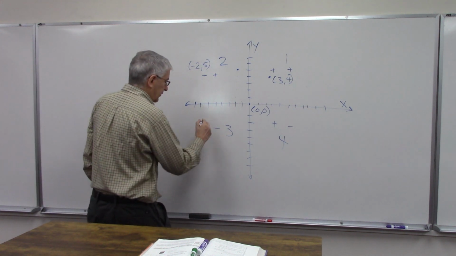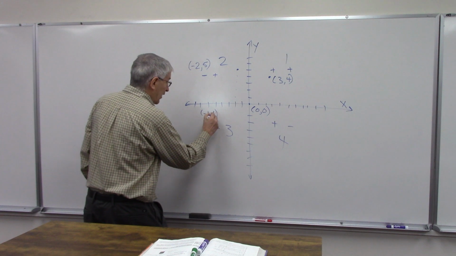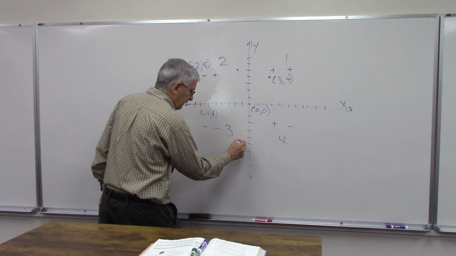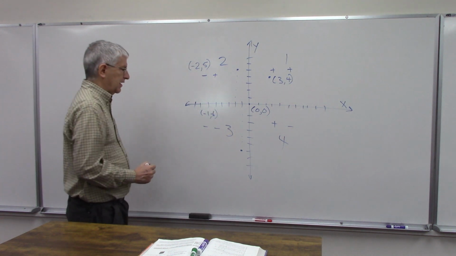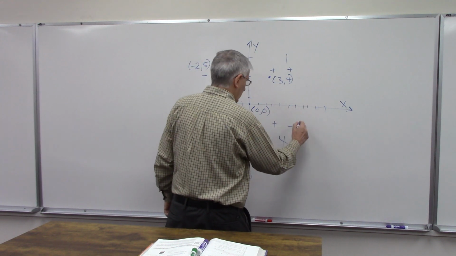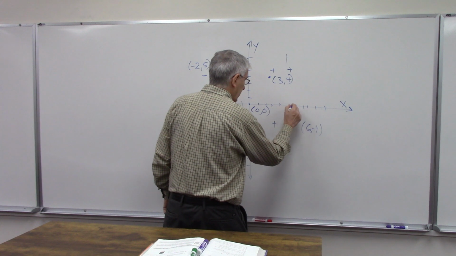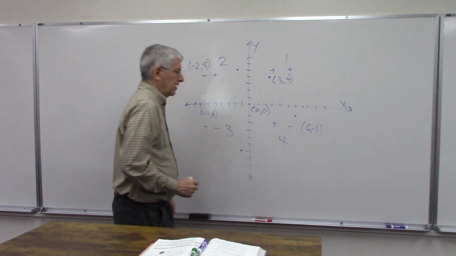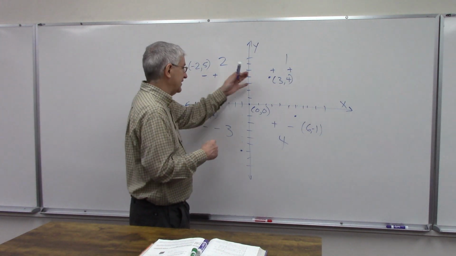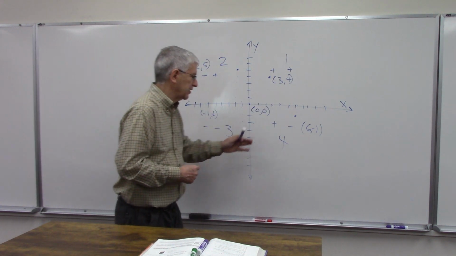Down here, they're both negatives. So let's say negative 1, negative 6. So we're going negative 1, then 1, 2, 3, 4, 5, 6. That's negative 1, negative 6. And here's, let's say 6, negative 1. So we go 1, 2, 3, 4, 5, 6, and negative 1 down there. So you should have had this in some prior math classes, but this is very, very important. Plus, plus; minus, plus; minus, minus; plus, minus.